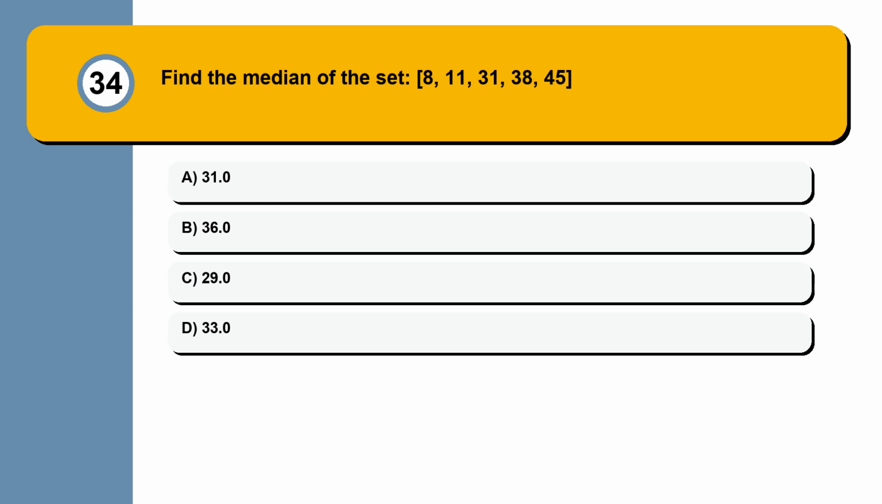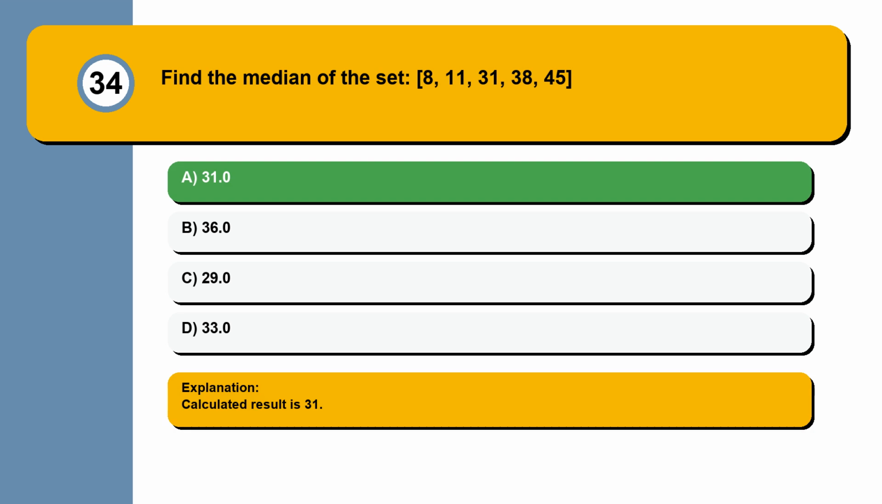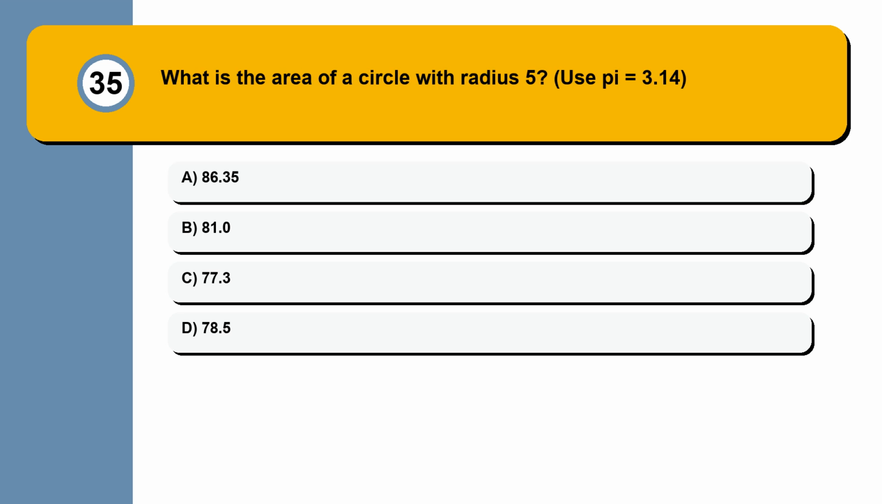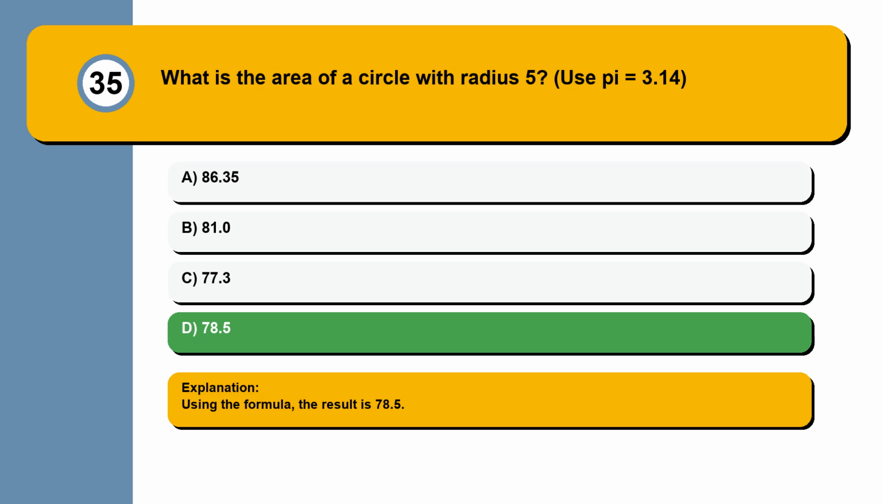Question 34. Find the median of the set 8, 11, 31, 38, 45, 31.0, 36.0, 29.0, 33.0. Calculated result is 31. Question 35. What is the area of a circle with radius 5? Use pi equals 3.14. 86.35, 81.0, 77.3, 78.5. Using the formula, the result is 78.5.